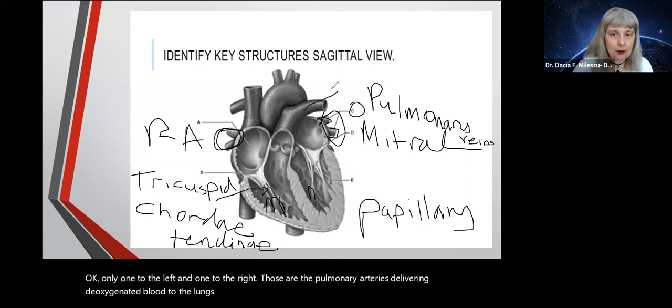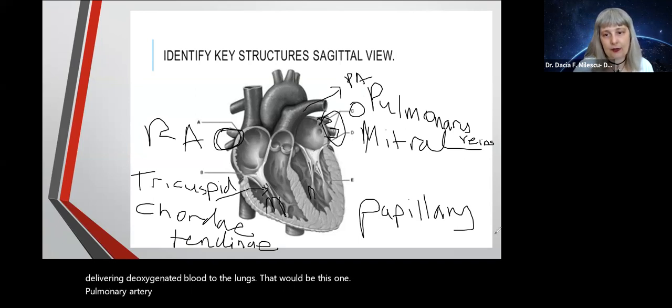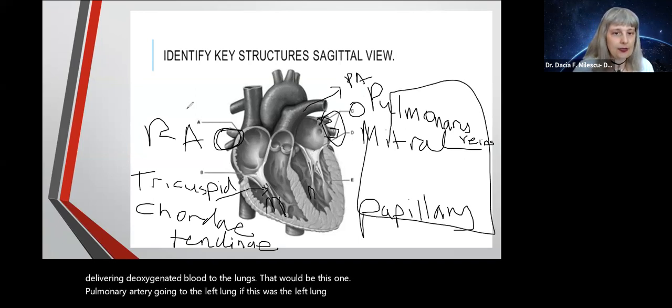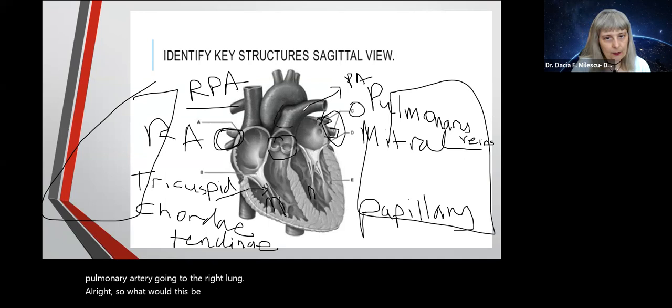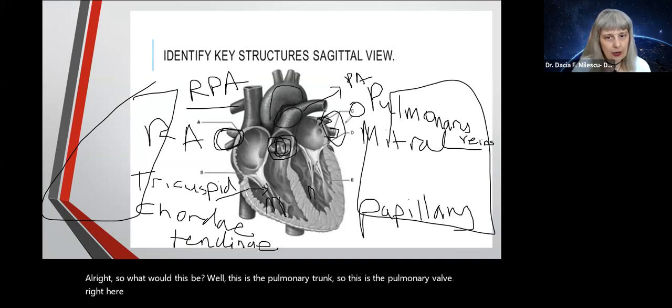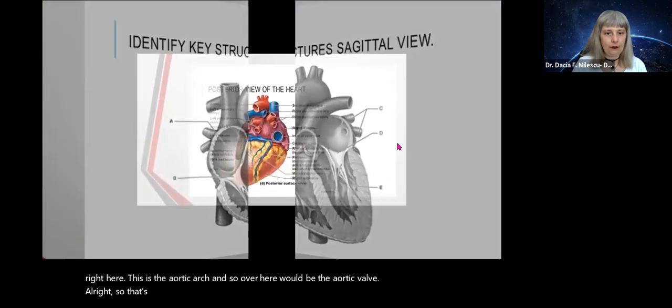That would be this one, pulmonary artery going to the left lung, if this was the left lung here. And this one is the right pulmonary artery going to the right lung. All right, so what would this be? Well, this is the pulmonary trunk, so this is the pulmonary valve right here. This is the aortic arch. And so over here would be the aortic valve. All right, so that's everything.